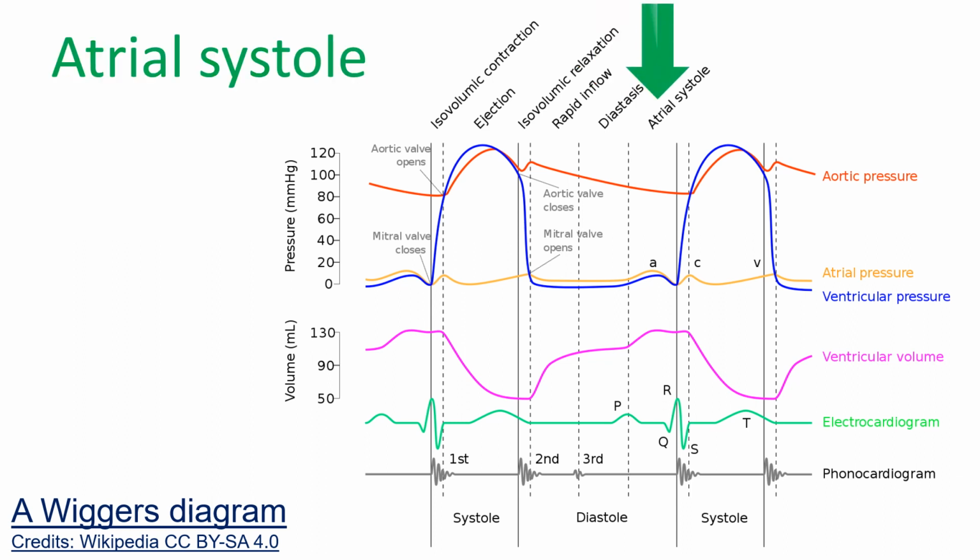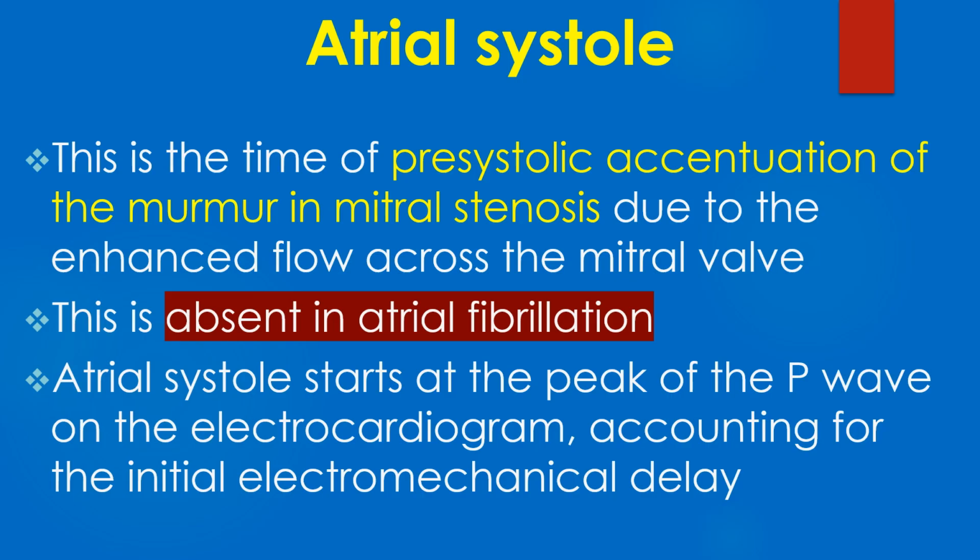Atrial systole. Towards the end of diastole, there is a further increase in atrial and ventricular pressures and ventricular volume with atrial contraction. This is how atria act as a booster for ventricular filling. This is the time of presystolic accentuation of the murmur in mitral stenosis due to the enhanced flow across the mitral valve. This is absent in atrial fibrillation. Atrial systole starts at the peak of the P wave on the electrocardiogram, accounting for the initial electromechanical delay.